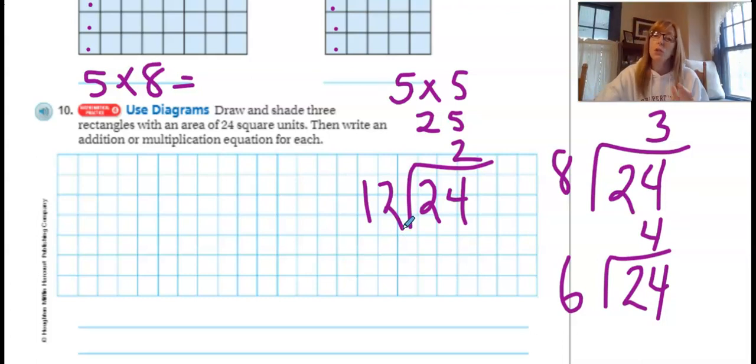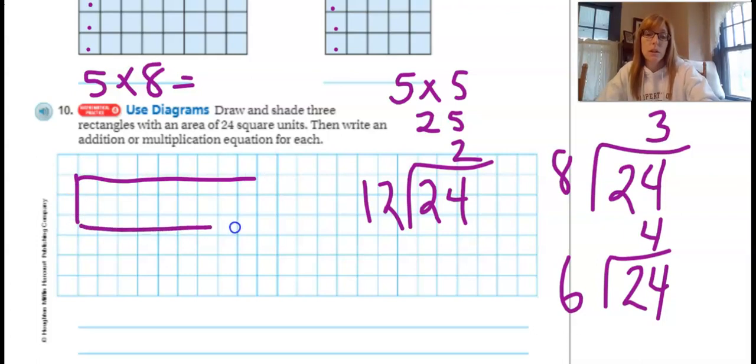So it'd be 2 groups of 12 is 24. So you would draw something that has 2 and then 12 across. And hopefully you're counting these. You would do one that has 1, 2, 3, 4, 5, 6, 7, 8, 9, 10, 11, 12, and it should be 2.